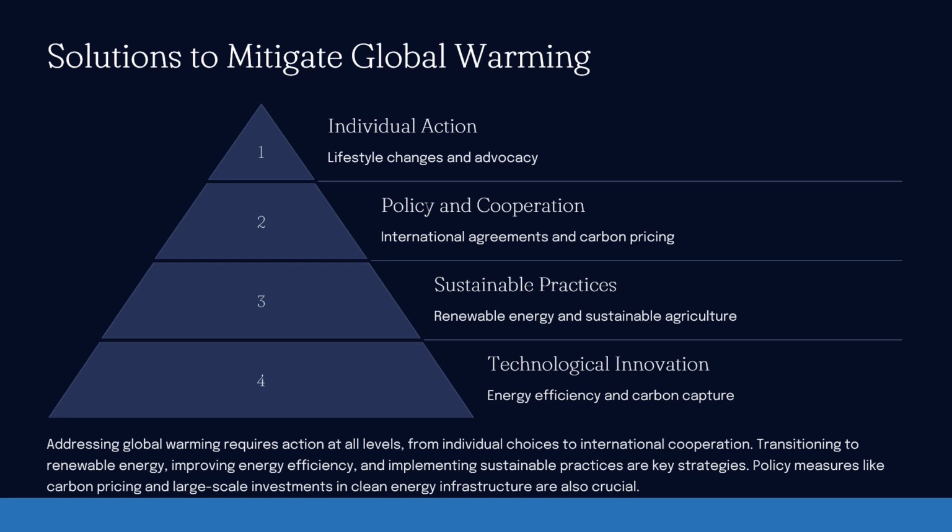Sustainable practices. Transitioning to renewable energy sources like solar, wind, and hydropower, as well as promoting sustainable agriculture, can significantly reduce our carbon footprint. Sustainable farming practices and conserving ecosystems are also crucial in the fight against global warming.